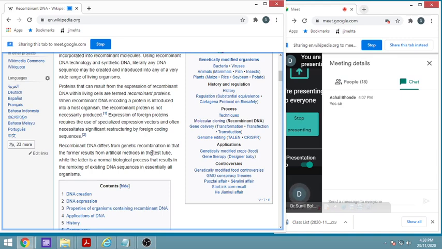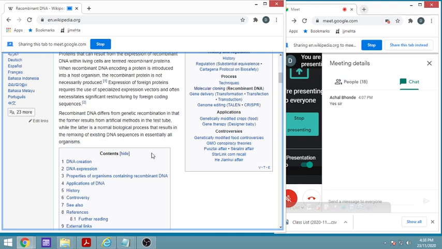When recombinant DNA encoding a protein is introduced to a host organism, it is not necessarily produced. Expression of foreign proteins requires the use of specialized expression vectors and often necessitates significant restructuring of foreign coding sequences. So it differs from genetic recombination in that recombinant DNA results from artificial methods in the test tube, while genetic recombination is a normal biological process that results in the remix of the DNA sequences in all organisms.